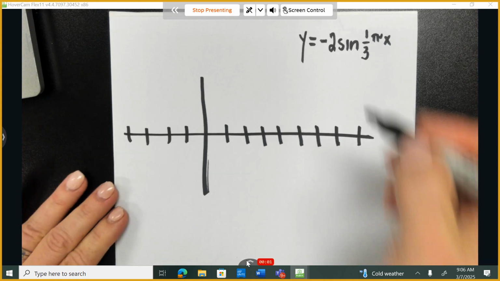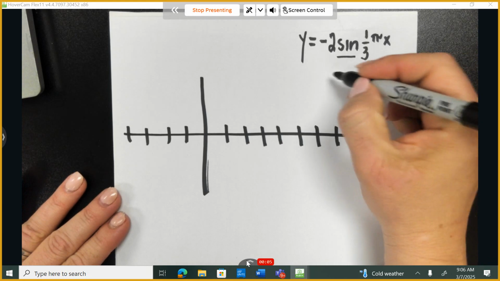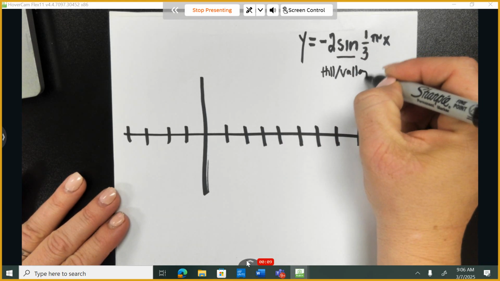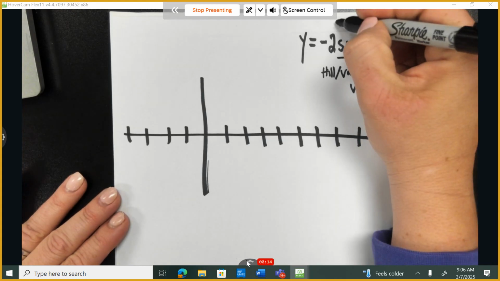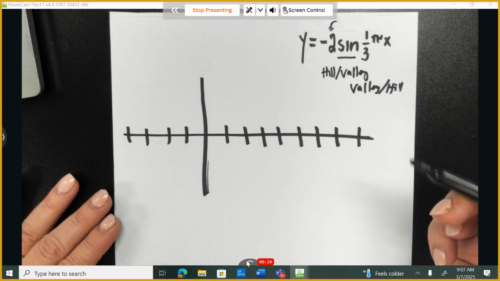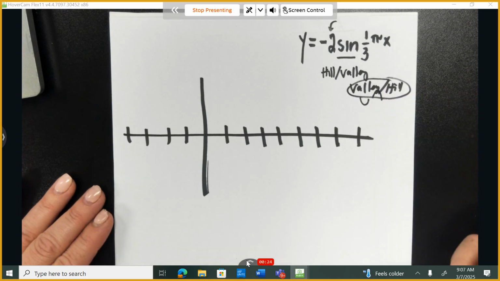So the very first thing we do, after you write this down, is remind yourself what shape sine makes. Sine makes one of two options: it is either hill followed by a valley, or valley followed by hill. We can determine which based on the number out front. If that number is negative, it's going to go down first. So this is going to be valley and then hill. This is going to be the shape it makes.